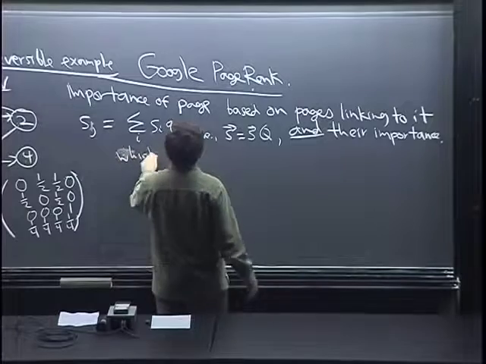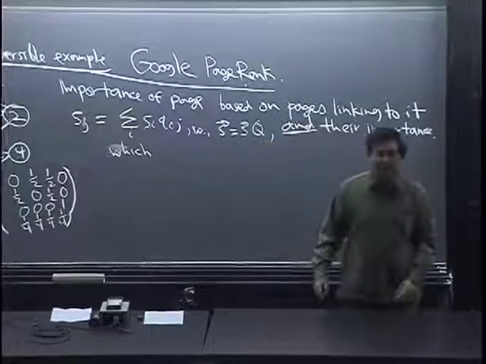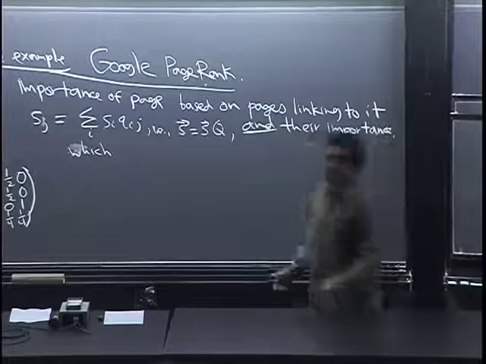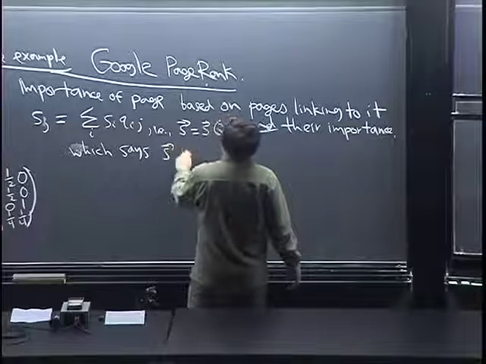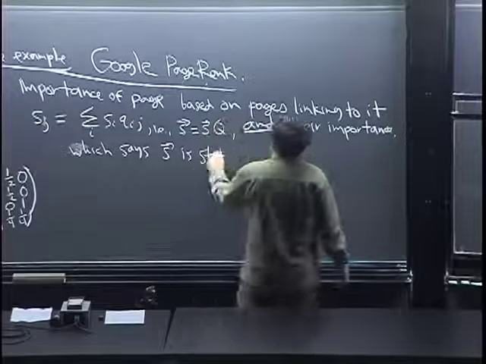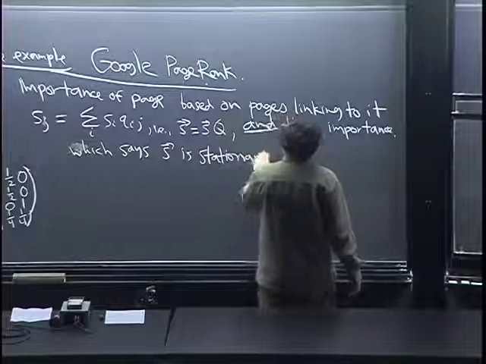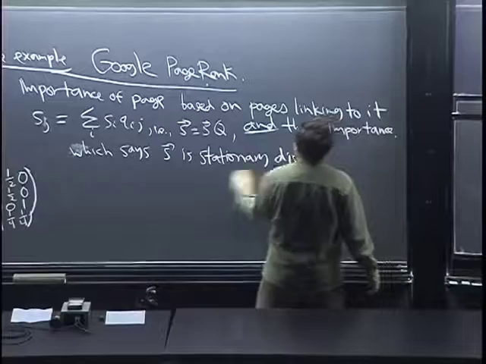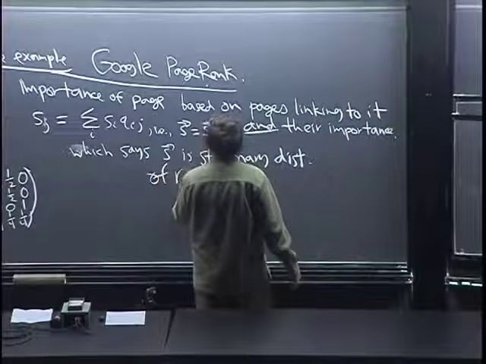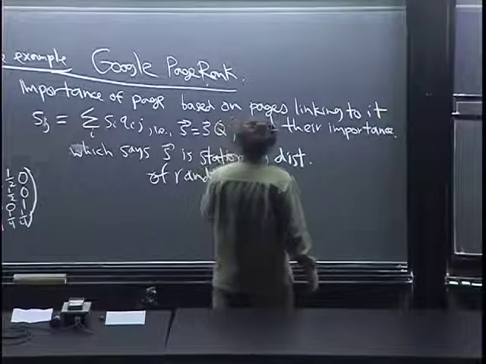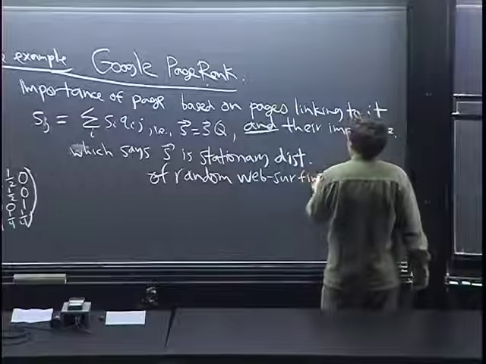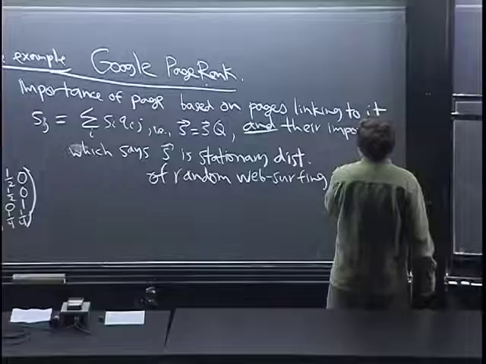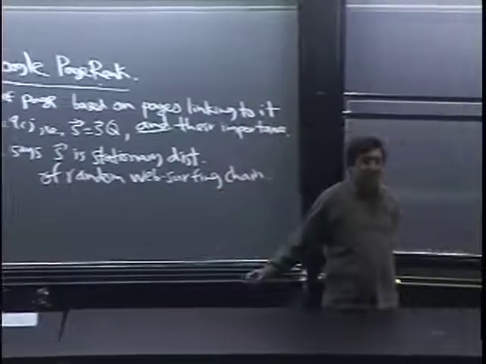What does that say? That equation looks familiar, right? It says that S is the stationary distribution for this random web surfing chain. So this has a natural interpretation in terms of stationary distributions as well.